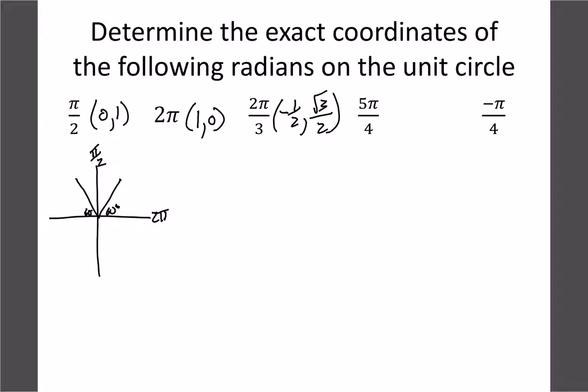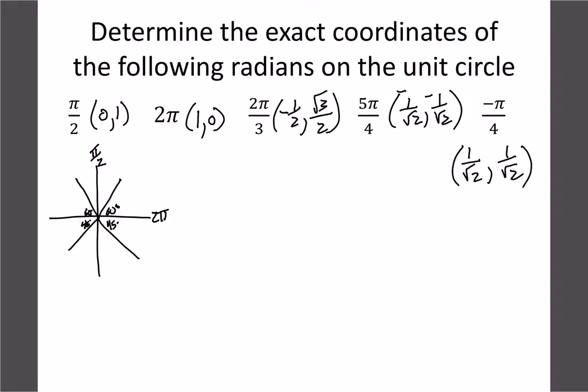5 pi by 4 would be 45 degrees past the 180. So 45 is 1 over root 2 for both. But because we're going to be in that quadrant, we're going to have negative x and y direction. And our last one, negative pi by 4, would be 45 degrees going backwards there. So they should be the same coordinates. And then just check your quadrants. So in that quadrant 4, we got a positive x, but a negative y. So add on the negative, and we're good.